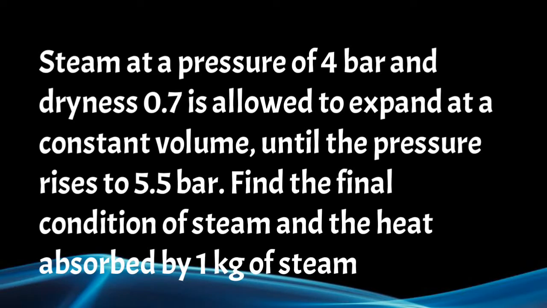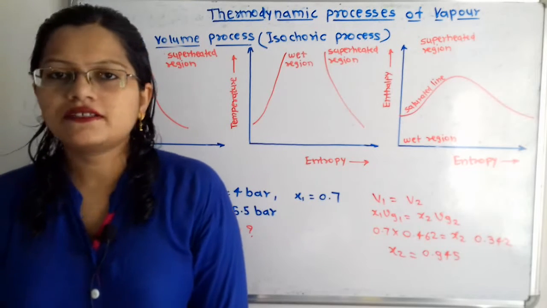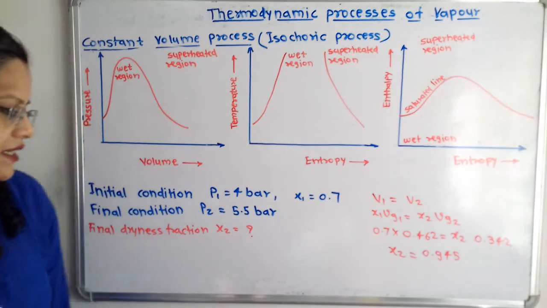Steam at a pressure of 4 bar and dryness 0.7 is allowed to expand at a constant volume until the pressure rises to 5.5 bar. Find the final condition of steam and the heat absorbed by 1 kilogram of steam. So this was the given question. Let us first understand the given data.